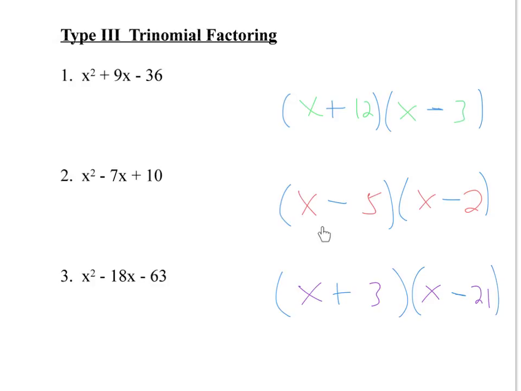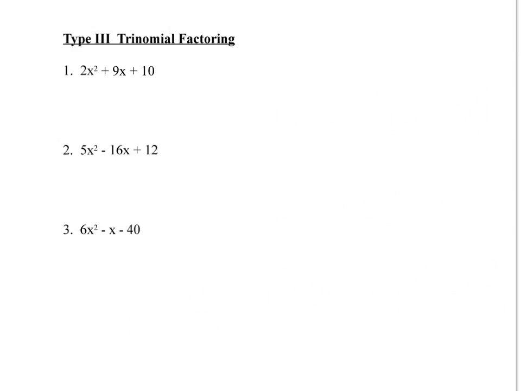The second one, you should have x minus 5, x minus 2. And the last one, x plus 3 times x minus 21. This was a little bit tougher, but we needed to list out the factor pairs of 63, which is 1 and 63, 3 and 21, 7 and 9. The one that works is 3 and 21 because they have a difference of 18. Alrighty. Okay, let's look at these guys right here.